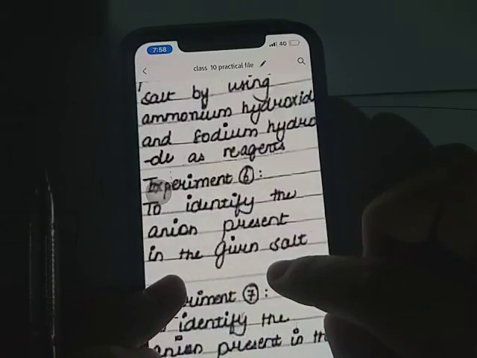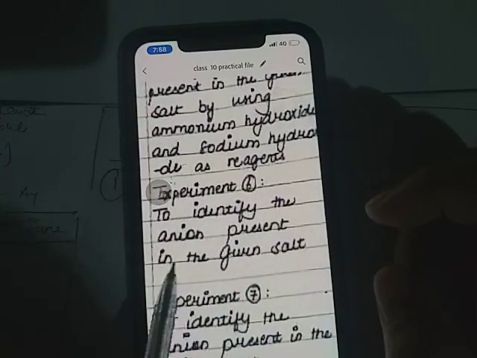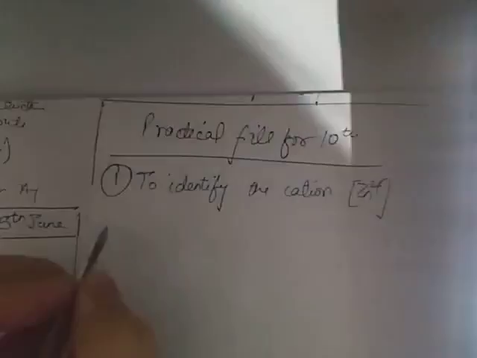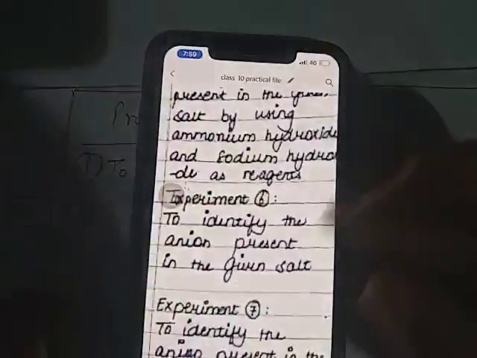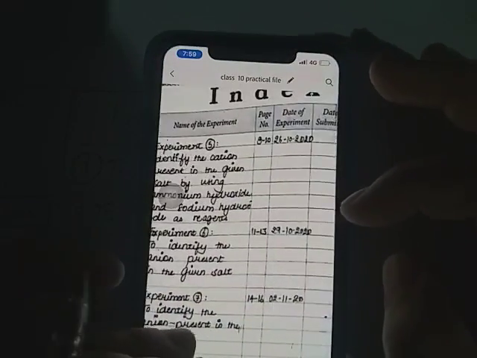So she has written to identify the anion present in the given salt. Here, how we will follow: to identify the anion, and in bracket we will write the name of the anion, whatever the anion we are going to find out.